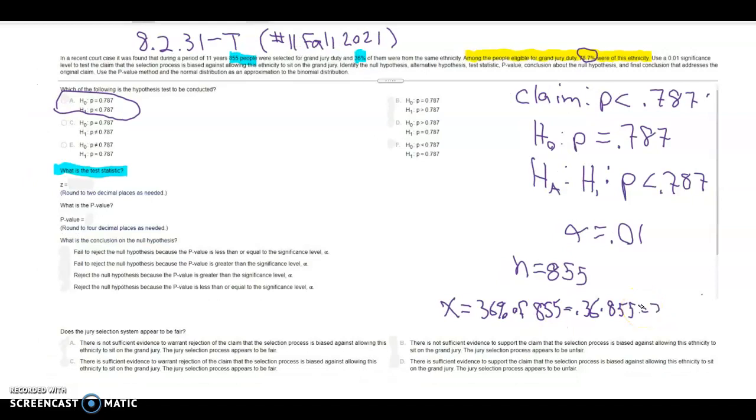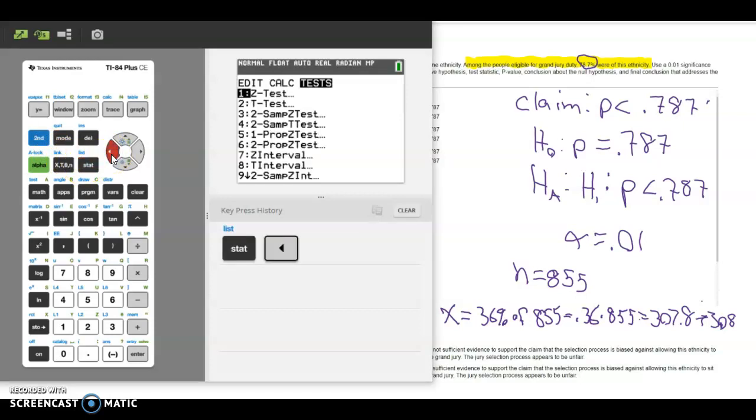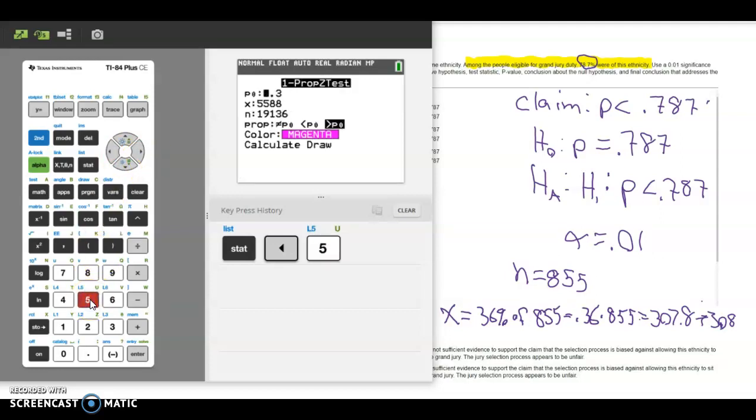We get 307.8, which will round up to 308, because we're talking about people, right? People are discrete. You can't have 307.8 of a person. So we're going to round to the nearest integer, which is 308. Now we're going to use our graphing calculator. On your graphing calculator, press Stat, scroll over to Tests, and we're going to do 1-prop Z test, which is option 5 on my calculator.